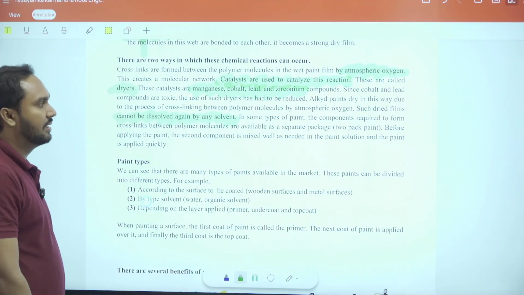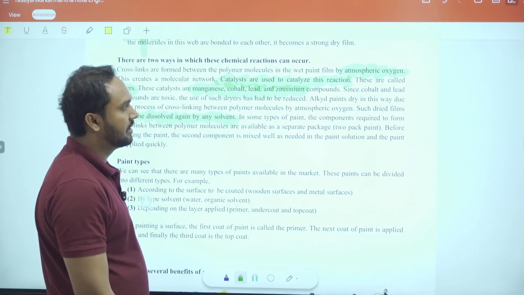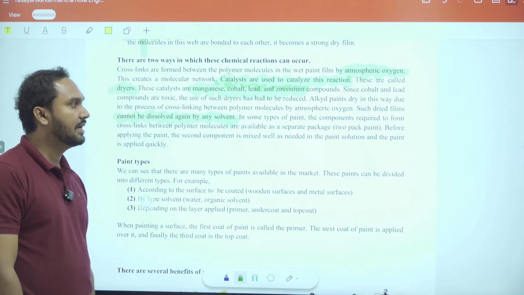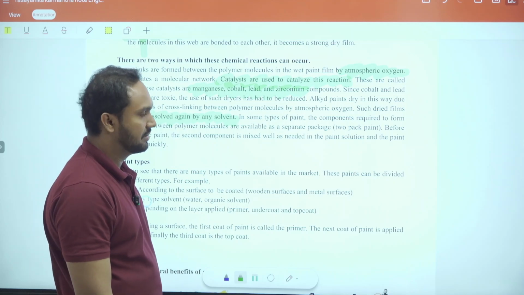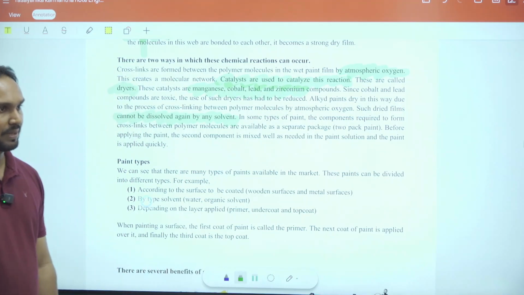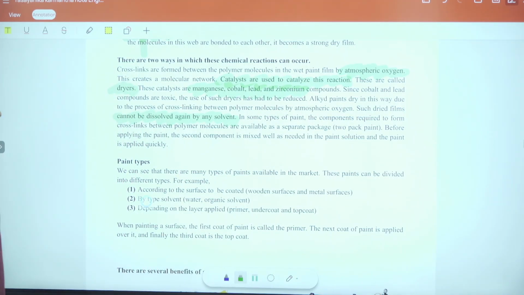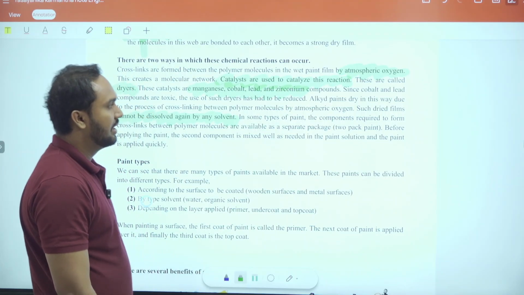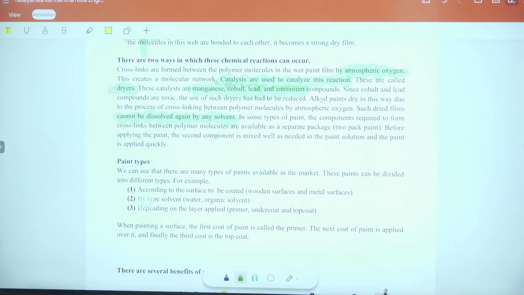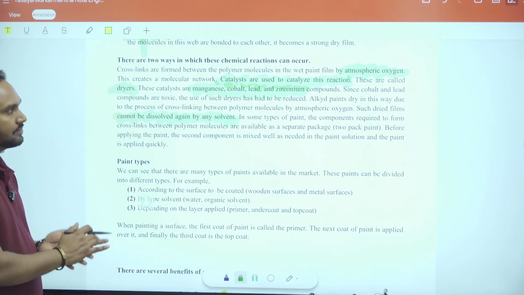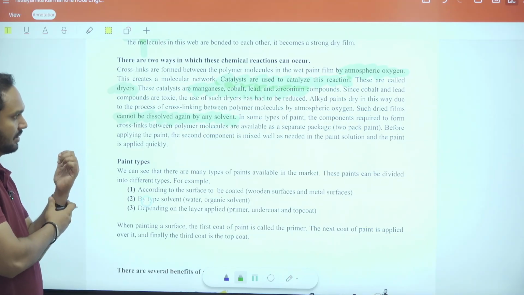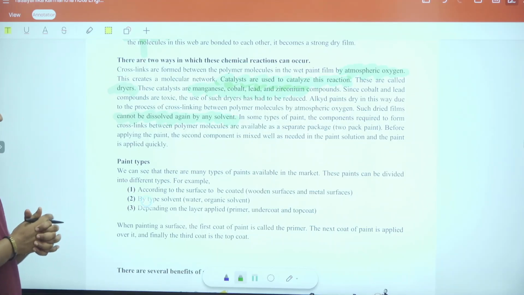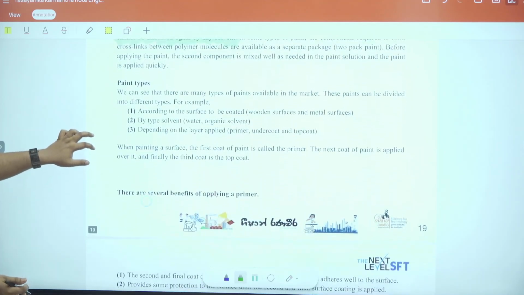In some types of paint, the components required to form crosslinks between polymer molecules are available as a separate package, 2-pack paints, like the epoxy resin. Before applying the paint, the second component is mixed well as needed in the paint solution, and the paint is applied quickly. Right. Now come to the next topic, paint types.